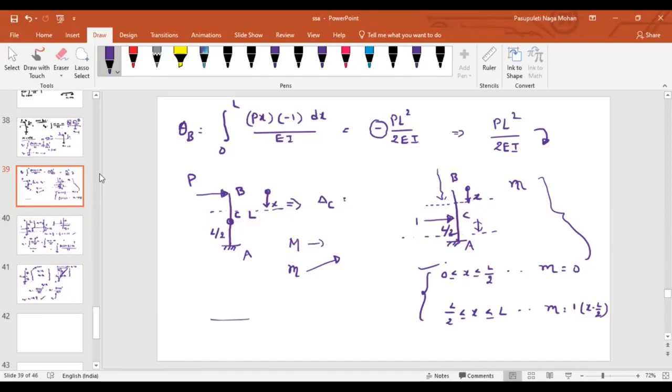If you draw the bending moment diagram, the bending moment diagram will be like this. And where you want to find the deflection, here you want to find the deflection. So take the moment with respect to this point, or find the moment at this point. Here you can see it is a trapezoidal load. If it is a trapezoidal load, how to find the area under the curve? (A plus B) by 2 into H.